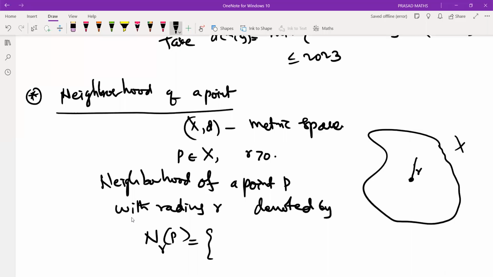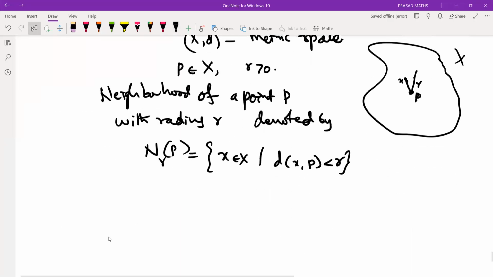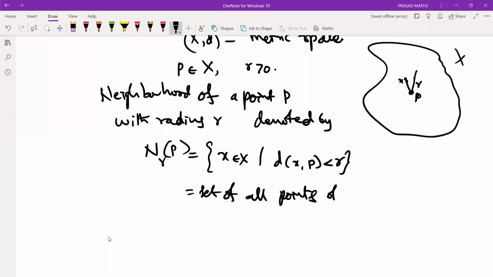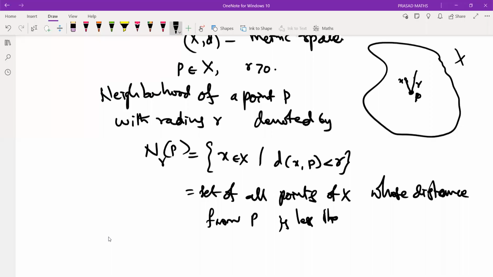So what is the definition? Suppose I have given radius R. The set of all points in a metric space, suppose you check a point x, whose distance from P is less than R, so that point lies in the neighborhood. Set of all points in a metric space whose distance from P is always less than R. Right? This is what I said, the definition of a neighborhood of a point P.